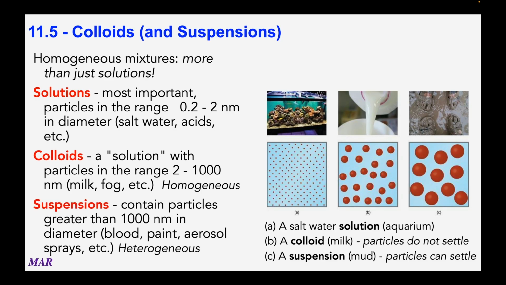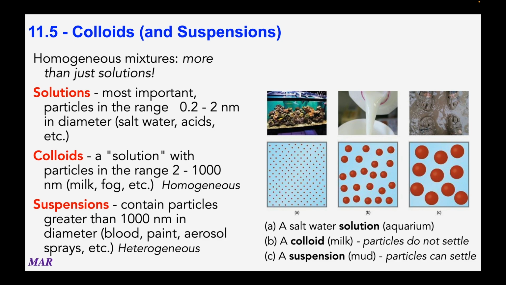A suspension has even bigger particles than that, and blood technically is a suspension, all right? It's not really just a colloid or anything like that. Paint, aerosol sprays, these are usually heterogeneous. You can usually see different kinds of particles inside them. So in the picture on the right there is mud. That's a good example of that. The mud particles can settle down.